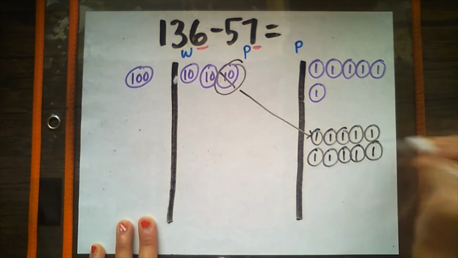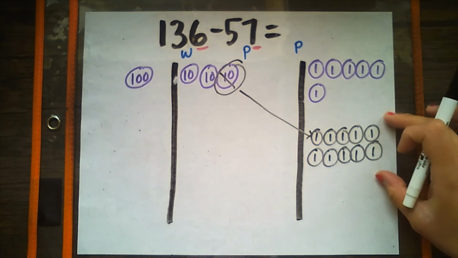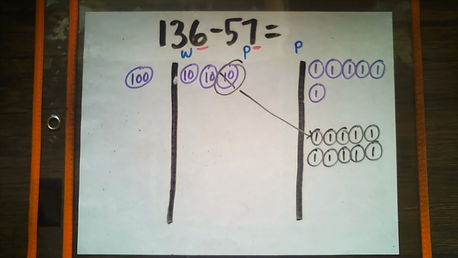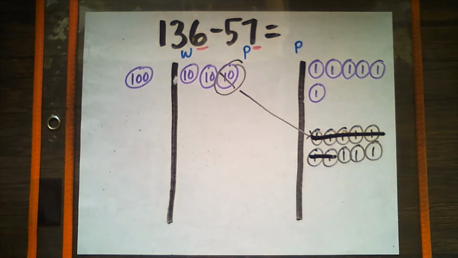Set that up in 5 groups as well, just like that. How many ones do we have now? Great, we have 16 ones now with a 10 there and 6 up there. Can we subtract 7 ones from 16 ones? Yes, we can. Let's go ahead and do that. 5, 6, 7. Perfect. Let's move on to the tens.